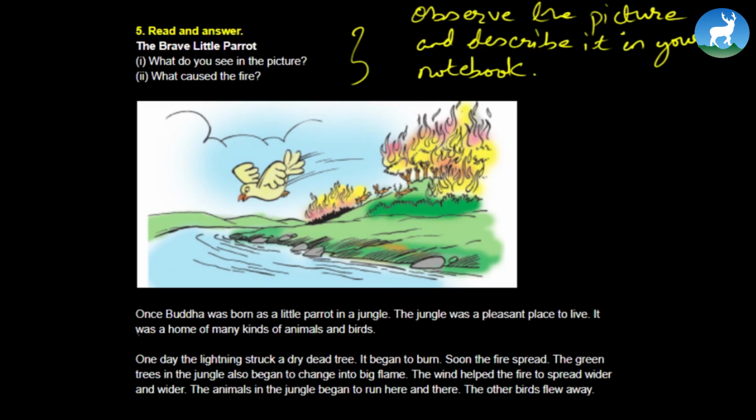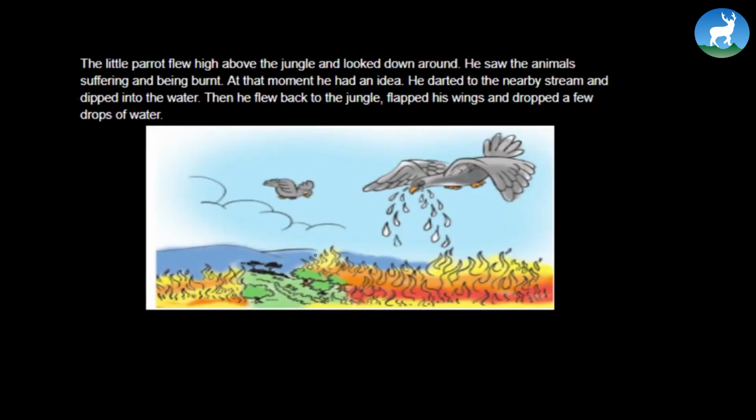At the very beginning of the story, it says once Buddha was born as a little parrot. So we can imagine that parrot to be very wise and very loving and very caring. So let's continue the story. The little parrot flew high above the jungle and looked down around. He saw the animals suffering and being burned. At that moment, he had an idea. He darted to the nearby stream and dipped into the water. Then he flew back to the jungle, flapped his wings, and dropped a few drops of water.